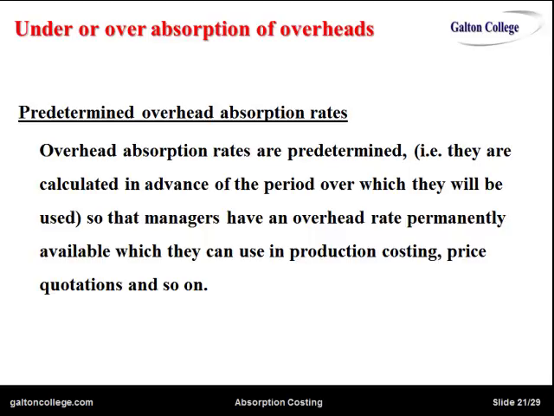So absorption rates are calculated in advance. They're allocated in advance. So they're really just budgeted figures. And they're used by managers to calculate the production costs, and hence they're used for pricing purposes. But they are budgeted, so there may be too much or too little. In other words, the production costs may be overcalculated or undercalculated, and hence the price may be overstated or understated.